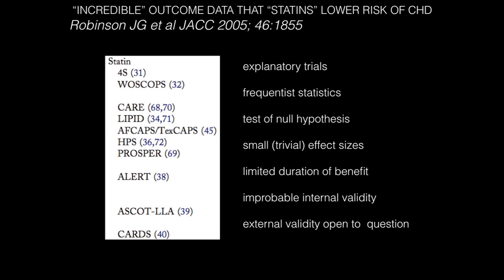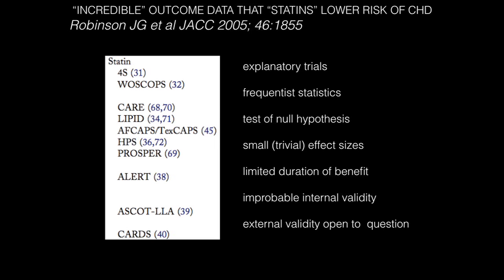Okay, so they're all explanatory trials. They're all using frequentist statistics, which Dr. Robinson is disparaging, and I agree. Okay, they're all testing null hypothesis. They're all, I would say, trivial. Some would say small. I would say pretty trivial effect sizes. That's my opinion. Very limited duration of benefit. Improbable internal validity. And the external validity is really open to question for your patients in Western Massachusetts in 2016.